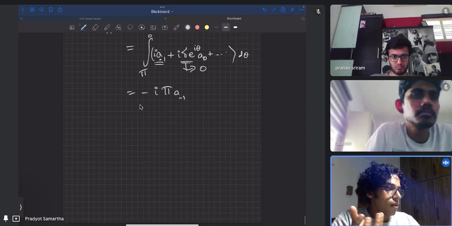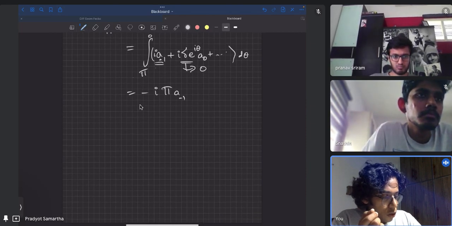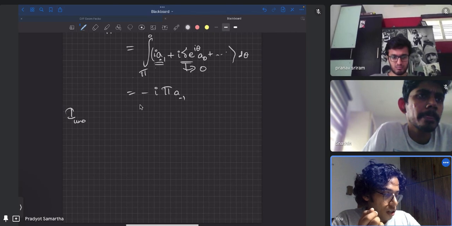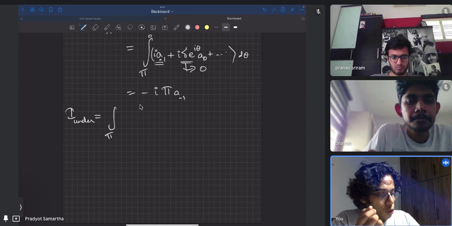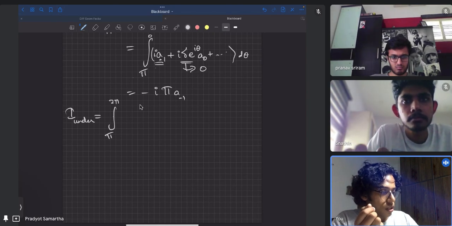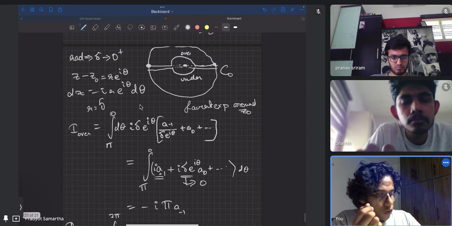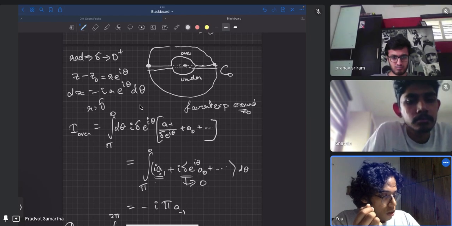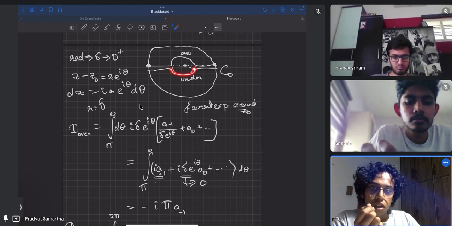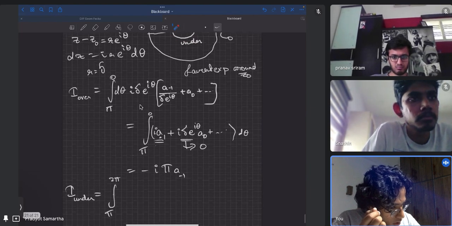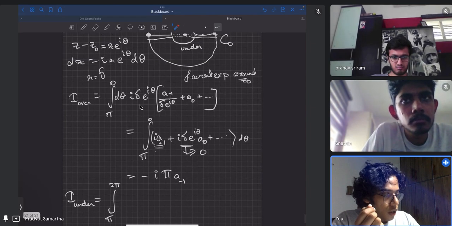Okay, so as we saw, now similarly you can also do I under, which is the same thing. So this you have pi to 2 pi, which is again the integral from 2 pi to pi. So yeah, you have 2 pi to pi.